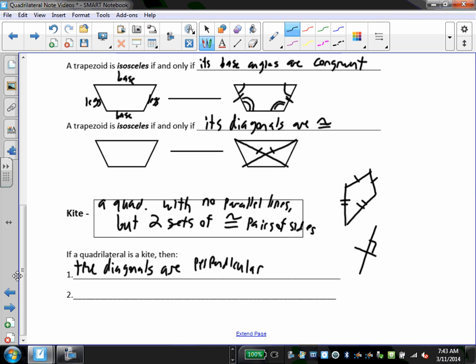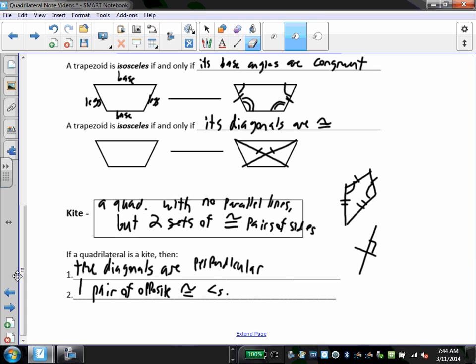Second property that we have is that there is one pair of opposite congruent angles. That is always going to be the angle pair that is the hinge between the two different side lengths. So, right in between the two different side lengths is where you have your two angles that are the same. The other two are not necessarily the same. So that is really about it for the properties of these shapes.